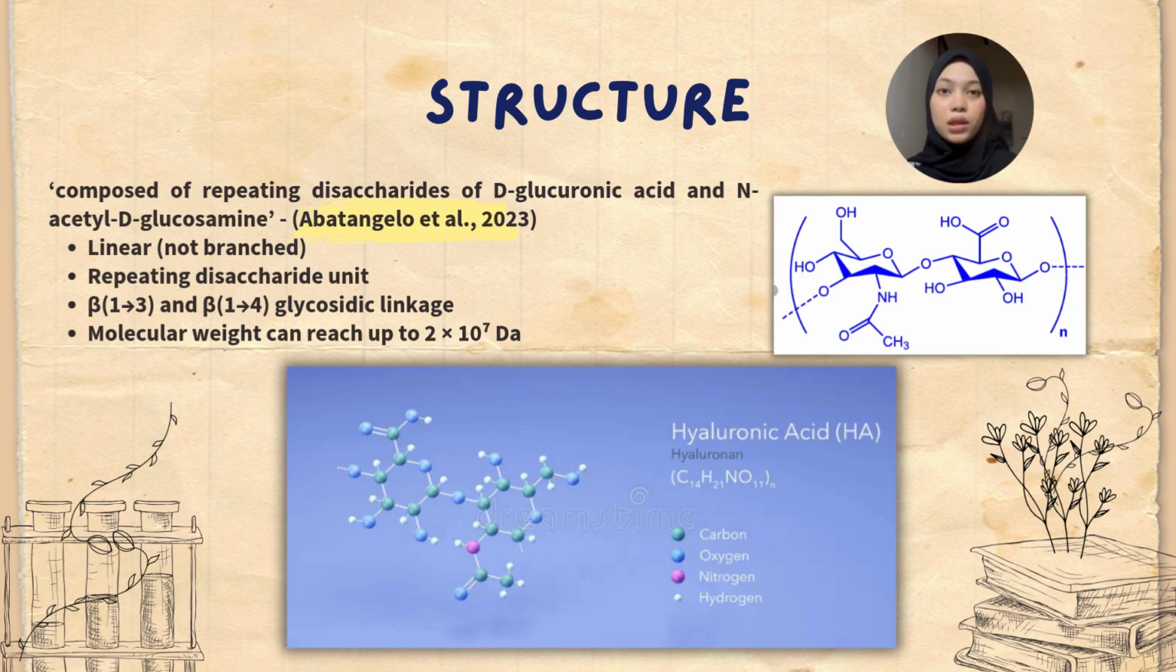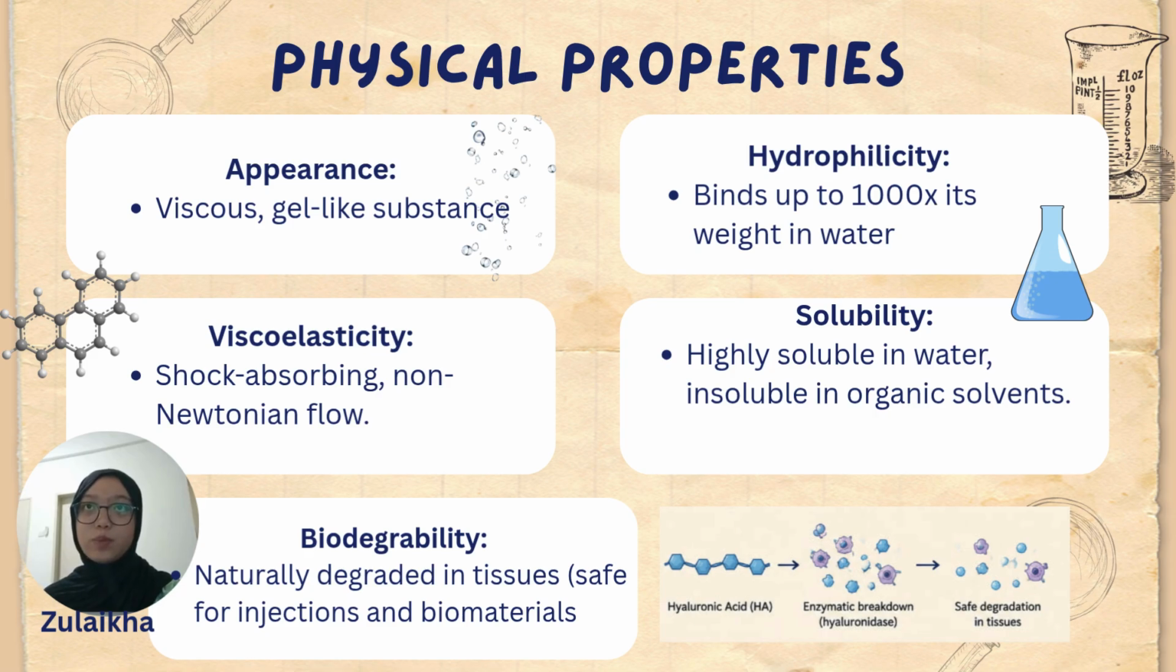These repeating units form a long polymer chain, giving hyaluronic acid its unique three-dimensional structure and allowing it to interact with water molecules. This special structure is the reason why hyaluronic acid has become valuable in regenerative medicine and drug delivery applications. First is the physical properties.